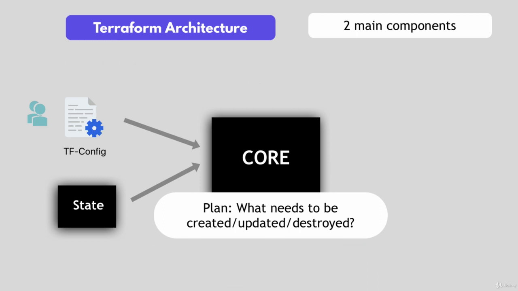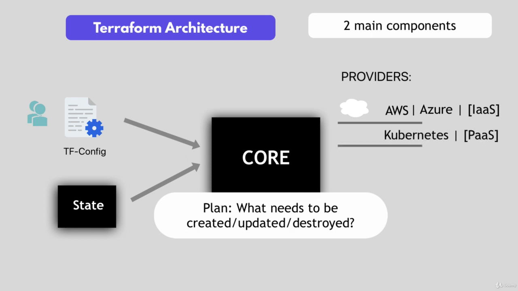And the second component, or the second part of the architecture, are providers for specific technologies. This could be cloud providers like AWS, Azure, or other infrastructure as a service platforms. So for the infrastructure level tasks. But Terraform, as I mentioned, has also providers for more high level components like Kubernetes or other platform as a service tools, even some software as a service tool.